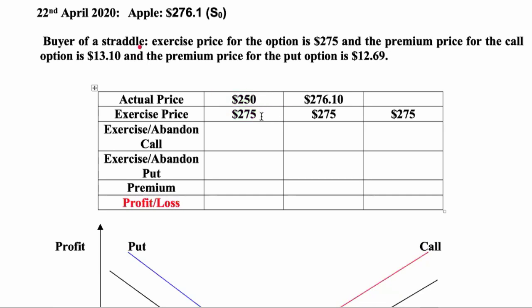I'm going to jump ahead here and tell you it's the gain on the put. You're going to gain on the put of $25. Your premium cost you $25.79. So therefore you're going to lose 79 cents. There's nothing wrong with that.